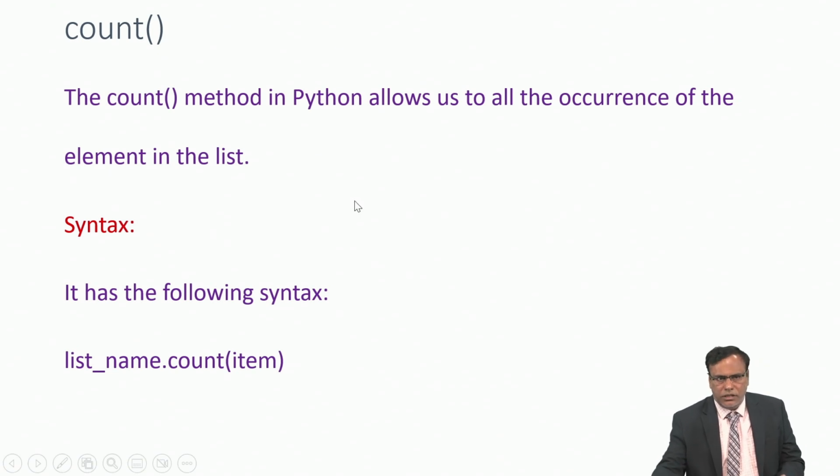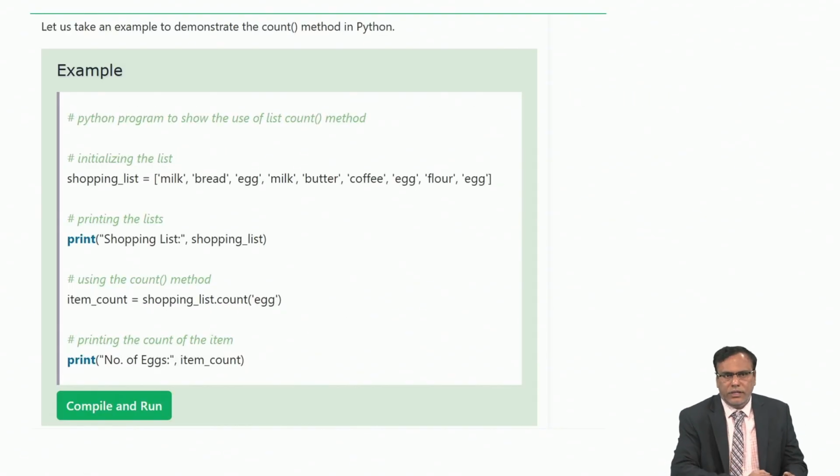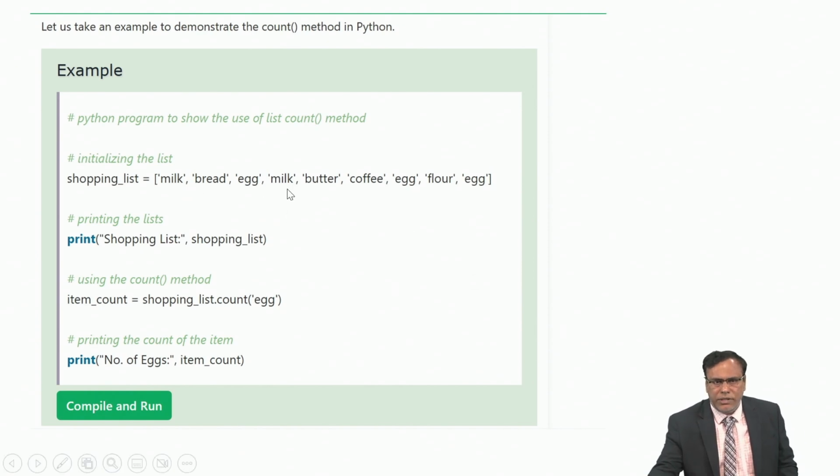Next, we are going to discuss one more function, that is count of item. We came to know that in a list we can have duplicate elements. Suppose we have some duplicate elements, how many duplicate elements are there, you can know. Here is an example. Here you have milk, bread, and some items in the list, and you can see that milk you have twice, and also you have egg twice. So some items in the list are repeated.